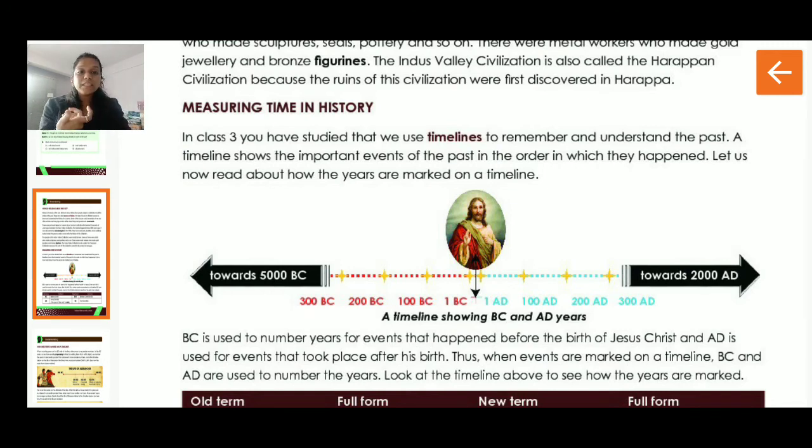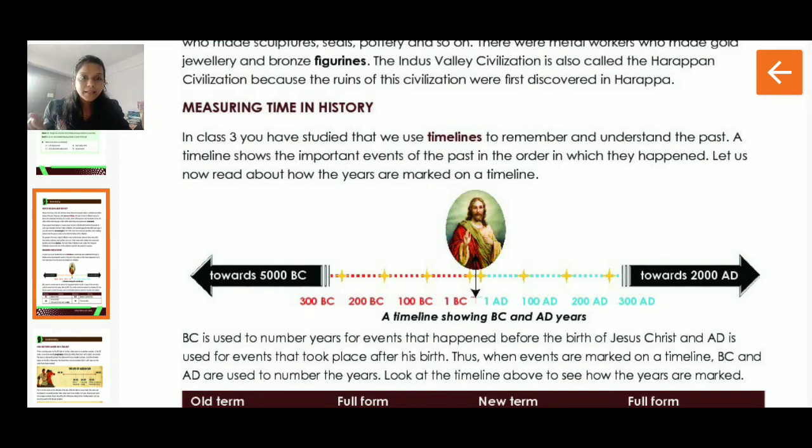So the words BC and AD. BC is before Christ and AD is after Christ. Right? So we should know these two things, how the timeline is divided. Right? So in class 3 you have studied that we use timelines to remember and understand the past. A timeline shows the important events of the past in the order in which they happened.